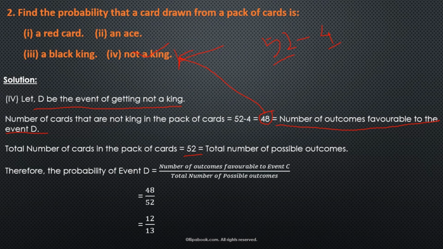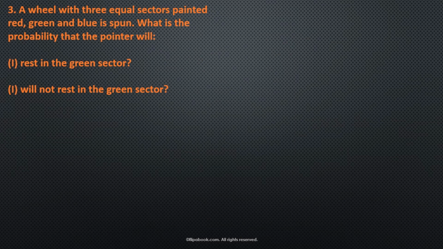Done, students? Now, as usual, I'll explain this question first, and then we'll move on to the solution part. A wheel with 3 equal sectors. So let's draw a wheel with approximately 3 sectors, and these sectors are painted red, green, and blue. So let's suppose this is red, then we have a blue here, and this is green.